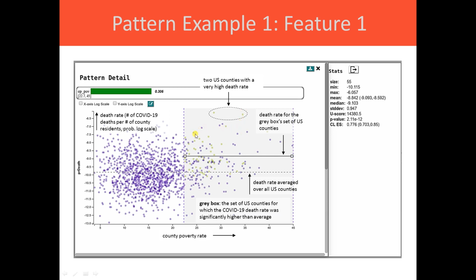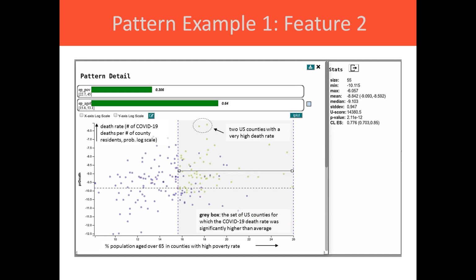You'll see the purple counties are actually not within this pattern. Only the yellow counties are within this pattern. Since there are still some purple ones in what I call the box of high risk, the box is defined by the poverty rate of the county being greater than 22%. These are the counties that have a higher poverty rate. And then this is the next attribute.